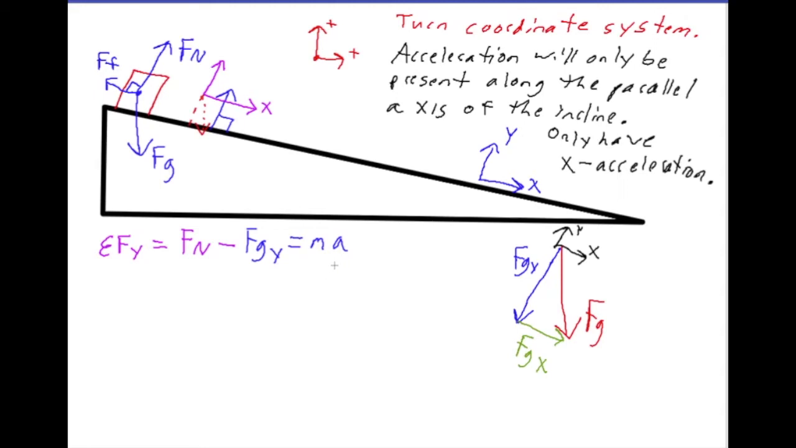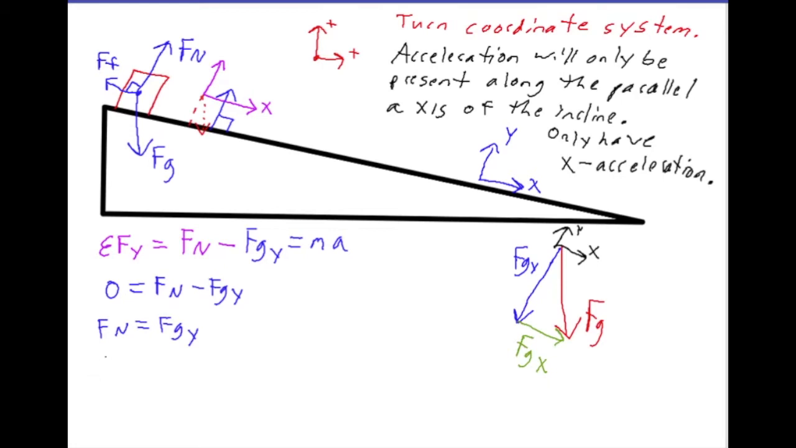Fortunately, we know that the box is not accelerating in the y direction, so the net force here is just 0, which means that 0 is going to equal force normal minus force gravity y, which is telling us that force normal in this case is going to be equal to force gravity in the y direction. Let's go ahead and do the same thing for the x direction now.